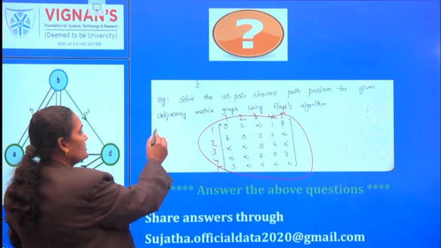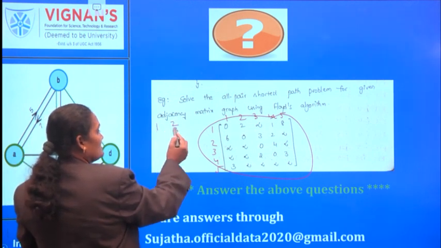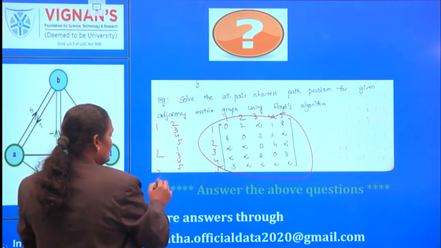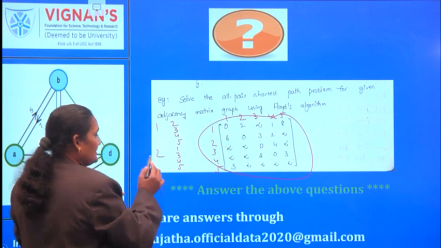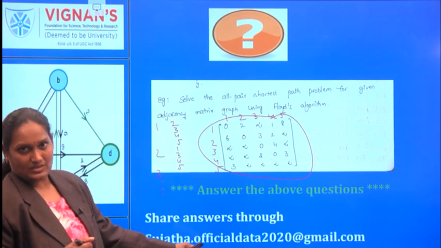That is, first you need to take 1 as the source. You need to consider 2, 3, 4, 5 as the destinations. In the same way, you need to consider 2, 3 and so on. Like that you need to consider. Every vertex becomes the source and every vertex becomes the destination.